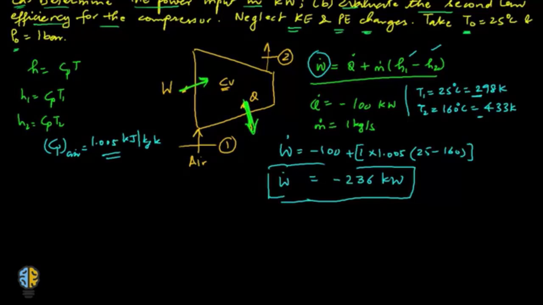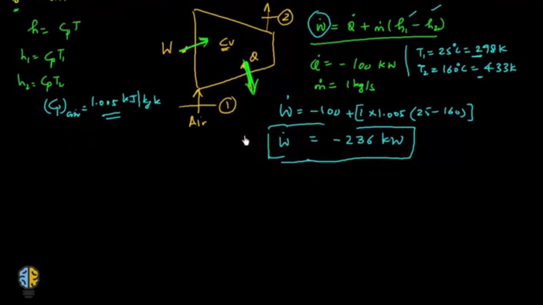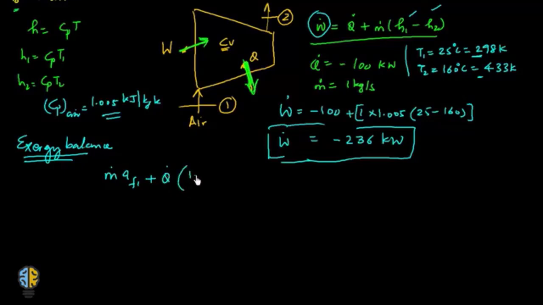You'll just appreciate it in a moment, because for second law efficiency, I need to balance the exergy. So I need to have the exergy balance in place. For the compressor, the exergy balance is equal to m dot into AF1 plus q dot into (1 minus T naught upon T), minus W dot, minus m dot into AF2, is equal to I dot.